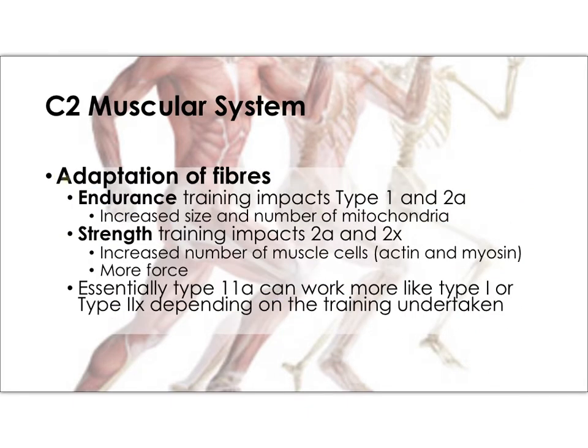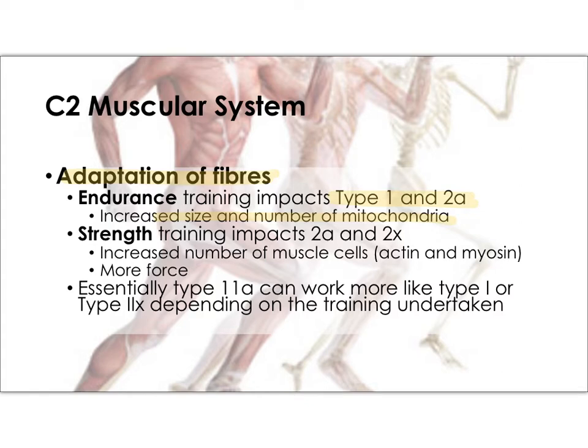So adaptations of fibres. We've got 3 fibres. We've got our type 1, 2As and 2Xs. Now, if you train for endurance, so you're going out on long distance running, or you're doing high intensity interval training for sort of 30 minutes at a time, so you're getting your heart and your lungs working consistently for 30 minutes or more, it's going to impact both the slow twitch and the type 2A, those middle ones. It will increase the size and the number of mitochondria that we have in those fibres.